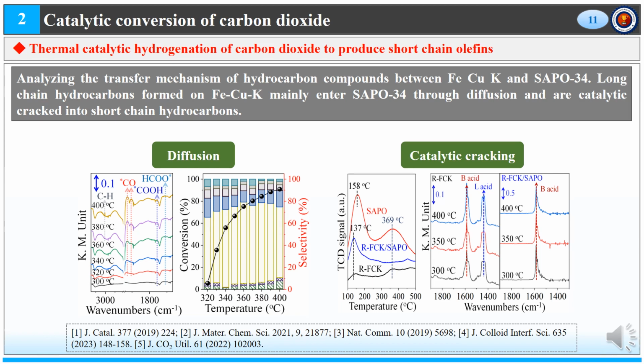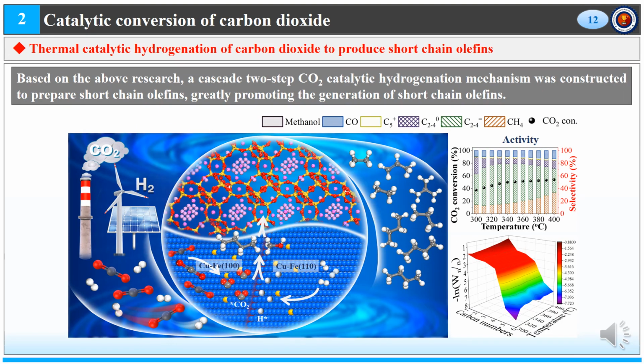Analyzing the transfer mechanism of hydrocarbons between iron-copper-potassium and SAPO-34, long-chain hydrocarbons formed on iron-copper-potassium mainly enter SAPO-34 through diffusion and are catalytically cracked into short-chain hydrocarbons. Based on the above research, a cascade two-step carbon dioxide catalytic hydrogenation mechanism was constructed to prepare short-chain olefins, greatly promoting the generation of short-chain olefins.